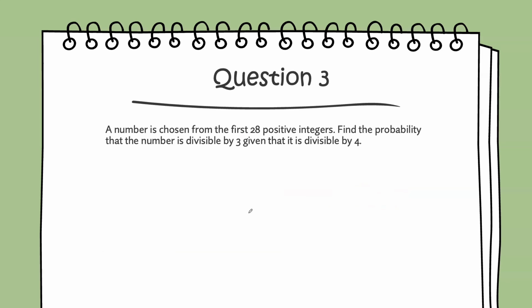Okay, last question here. Again, similar concept. A number is chosen from the first 28 positive integers, and we have to find the probability that the number is divisible by 3, given that it is divisible by 4.